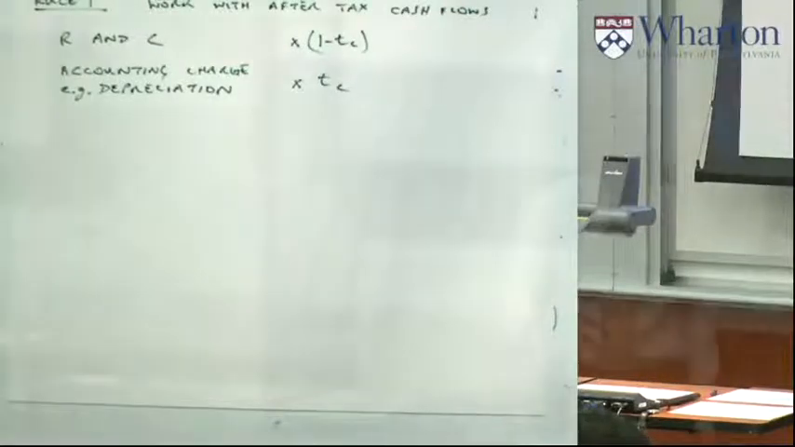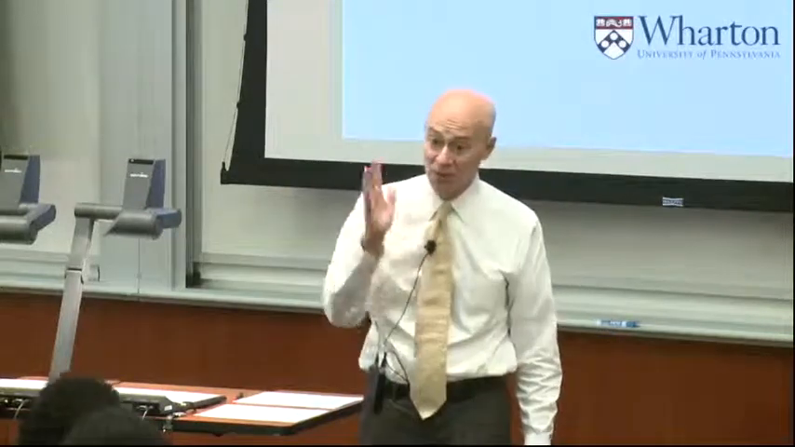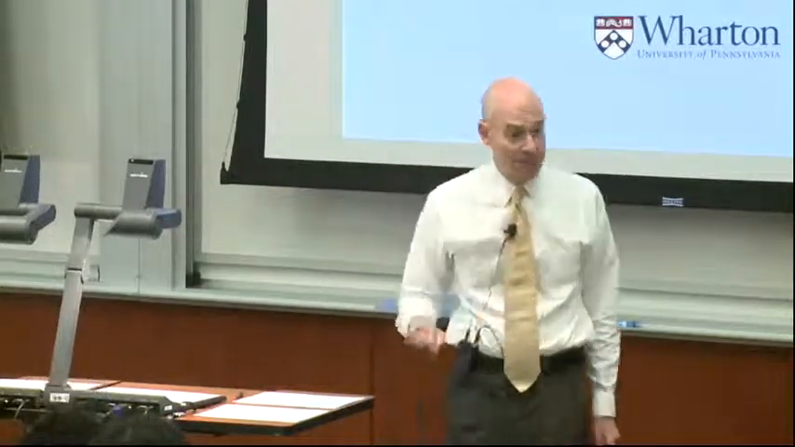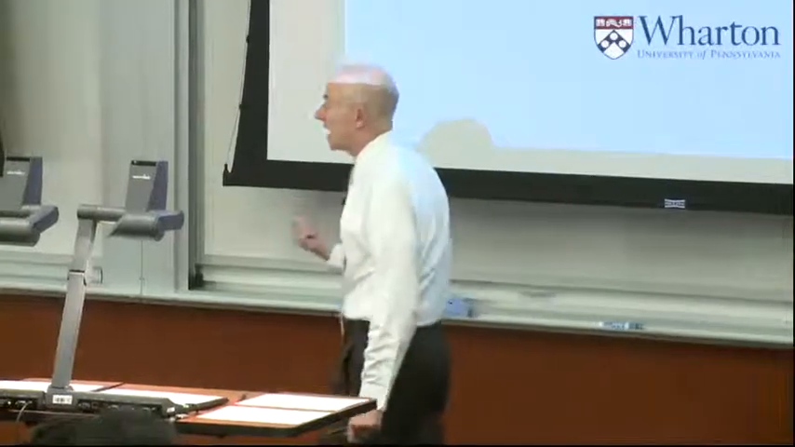So that's the first thing to be very clear about. When is it that you multiply by 1 minus TC, and when do you multiply by TC? 1 minus TC when it's a cash flow, so it's an actual payment. TC when it's an accounting charge, so there's just an effect on the taxable income.